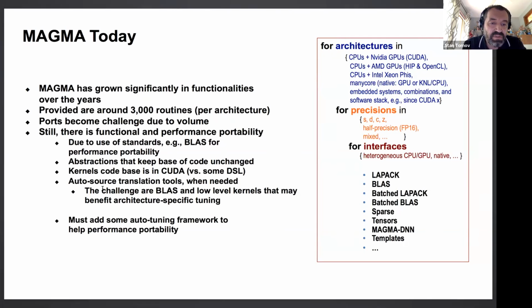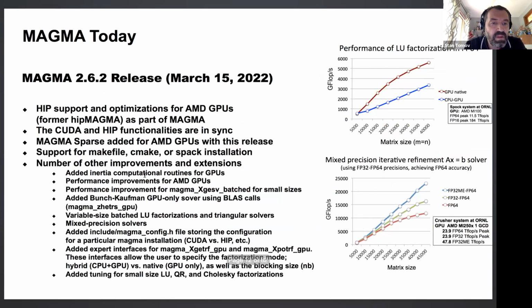And then we use a lot of translation tools to automate the process, coupled with auto-tuning at the end. The latest release is 2.6.2. This was released March 15 this year. The main thing was the HIP support and optimizations in HIP. Now the CUDA and HIP functionalities are in sync.